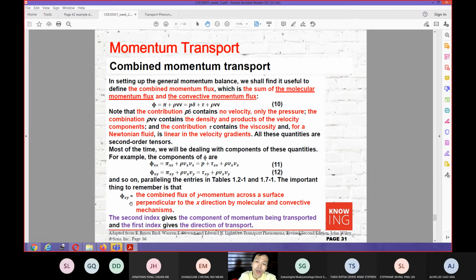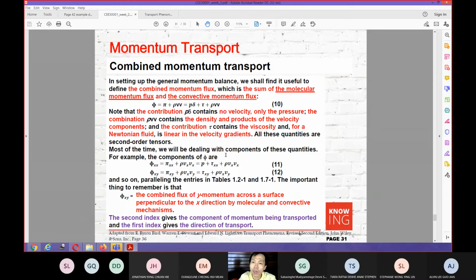Then we come back again into the definitions of these terms. Again, pi xy refers to the combined flux of y momentum across a surface perpendicular to the x direction by molecular and convective mechanisms. So the direction of the momentum is referring to the second subscript. The direction of the momentum transport refers to the first subscript. Okay, everybody get it up to this point?